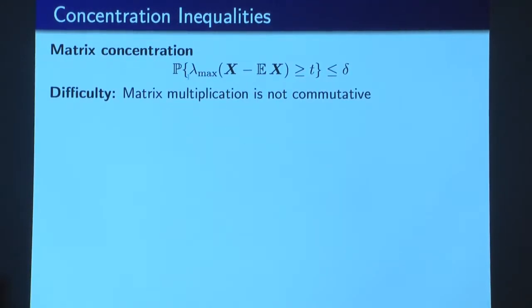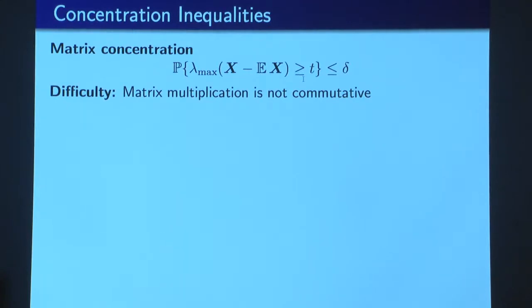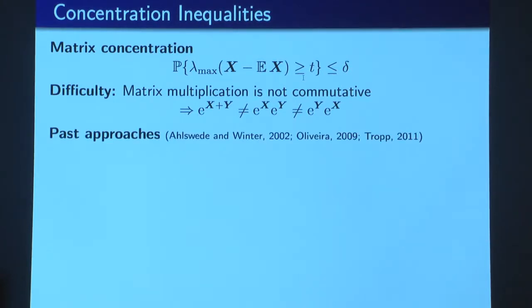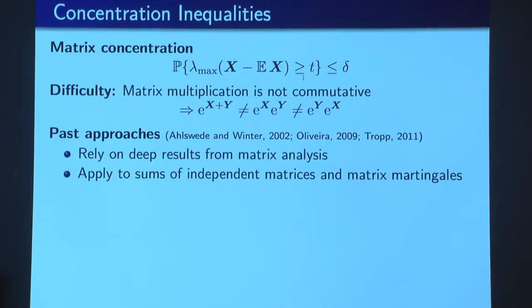So what's difficult about establishing a result like this? Well, I would say that the main difficulty comes from the fact that matrix multiplication is no longer commutative, which means that known truisms like e^(x+y) = e^x times e^y aren't true anymore. And so past approaches at overcoming this have relied on deep results from matrix analysis, like the Golden-Thompson inequality or Lieb's concavity theorem. And they apply to sums of independent matrices and matrix martingales.